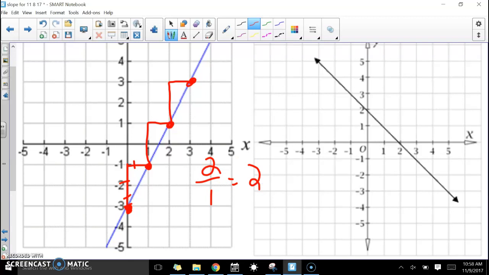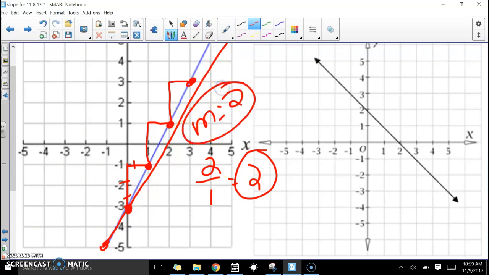If you didn't know that, you go to your calculator, you press alpha y equals enter, 2 over 1, and then you press enter and it'll tell you what it is. Okay, so there's 2. The last thing you ask yourself is, is my slope positive or negative? In this case, if I start from the left and I go right, I'm going up. So m equals positive 2.